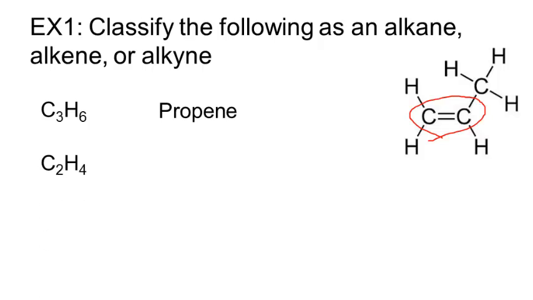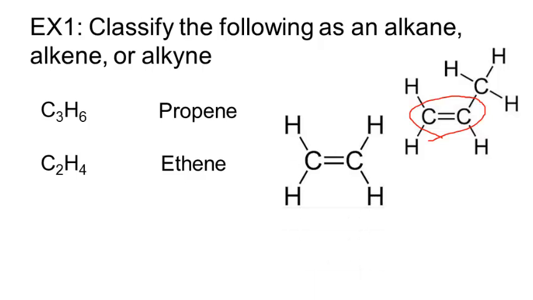Next one, C2H4, we said this was ethene, so if we drew it, it would look like this. We'd have 2 carbons and simply a double bond. Notice every single carbon we're putting up here has an octet of electrons, and every hydrogen has a duet of electrons.